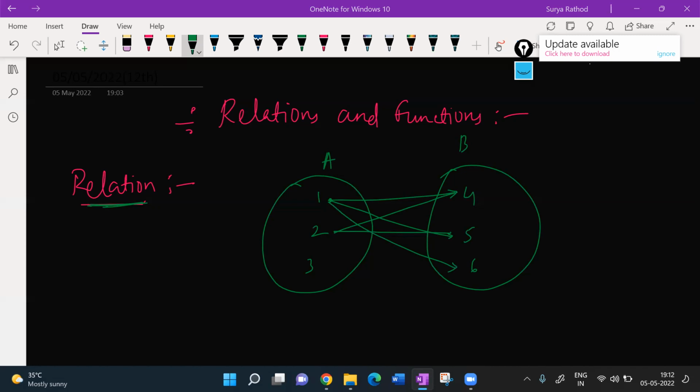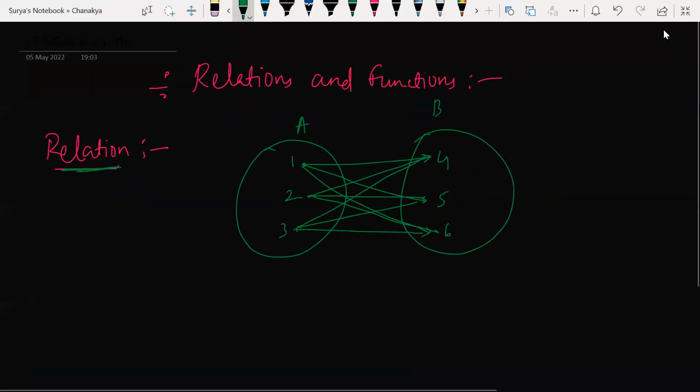Yes, Adya, you're right. Look at this. 2 to 6. 2 may have a relation with the 6. 3 may have a relation with 4. 3 may have with 5, with 6. All right. Now, how do I represent a relation from A to B basically? This is how I represent: A cross B is nothing but relation from A to B.